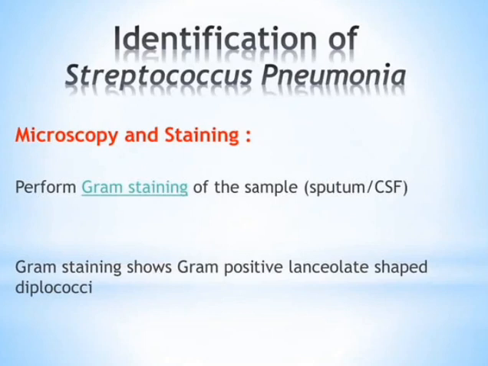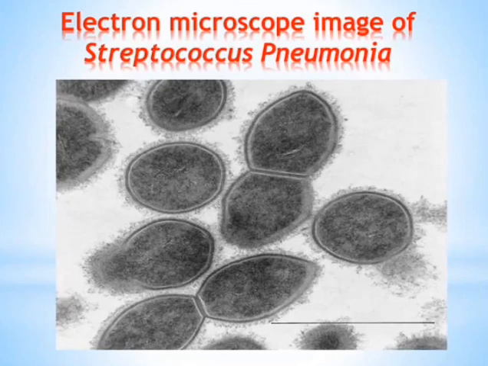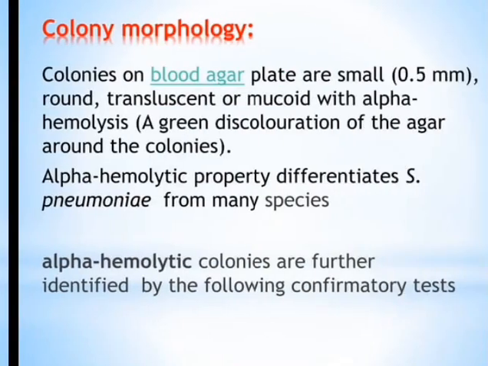Identification of Streptococcus pneumoniae. For microscopy and staining, they perform Gram staining of the sample, sputum or CSF. The Gram staining shows gram-positive lanceolate-shaped diplococci. Electron microscope image of Streptococcus pneumoniae.